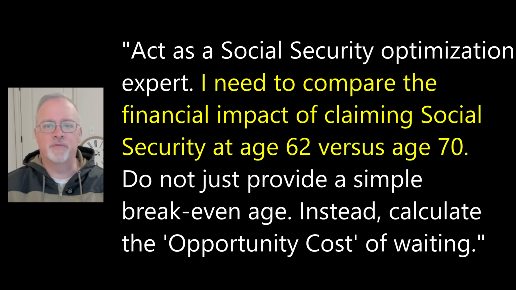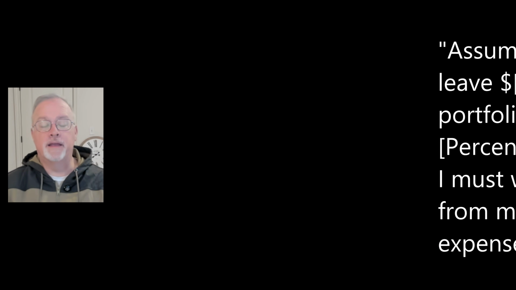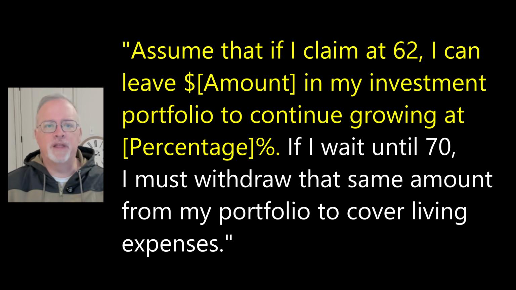I need to compare the financial impact of claiming Social Security at age 62 versus age 70. Do not just provide a simple break-even age. Instead, calculate the opportunity cost of waiting. Now we set the context. Assume that if I claim at 62, I can leave fill in the blank amount in my investment portfolio to continue growing at fill in the blank percentage. If I wait until 70, I must withdraw that same amount from my portfolio to cover living expenses.